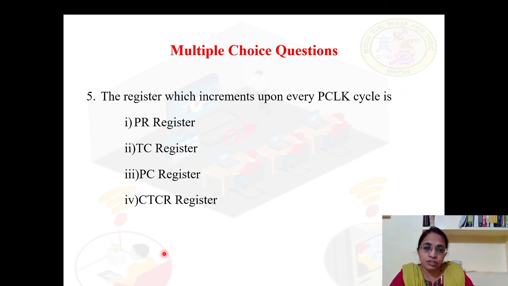The next question is, the register which increments upon every peripheral clock cycle is. The first option is PR register. The second option is timer counter register. The third option is prescale counter register. The fourth option is count control register. So which is the correct answer? The correct answer is prescale counter. So this prescale counter will increment upon every clock cycle generated by the peripheral clock.